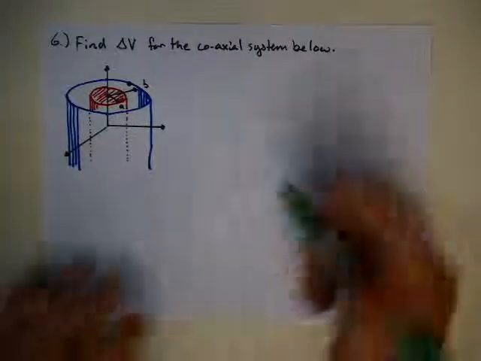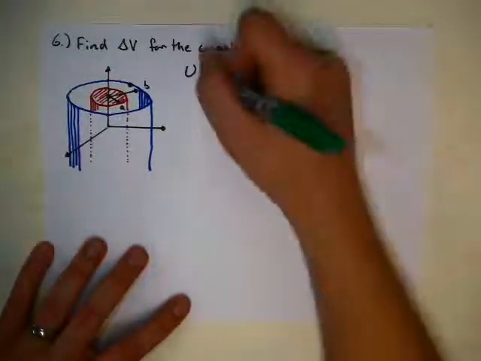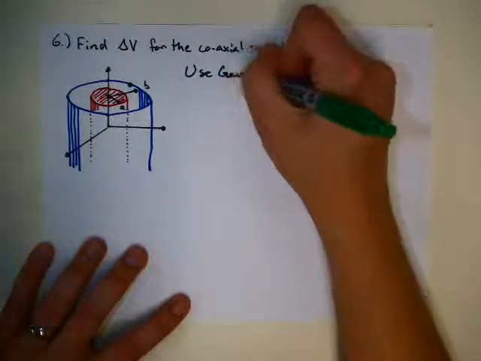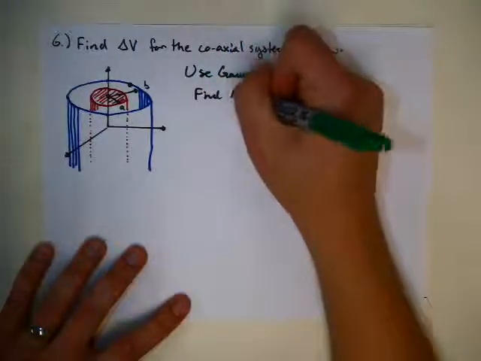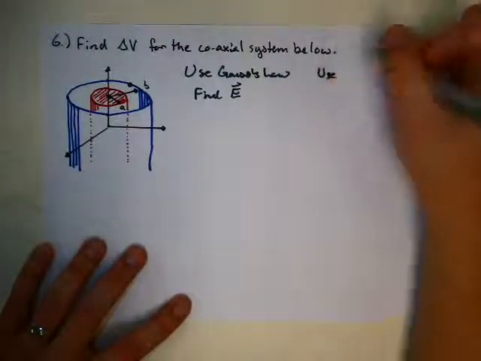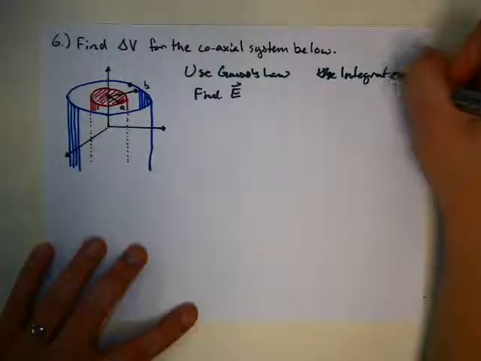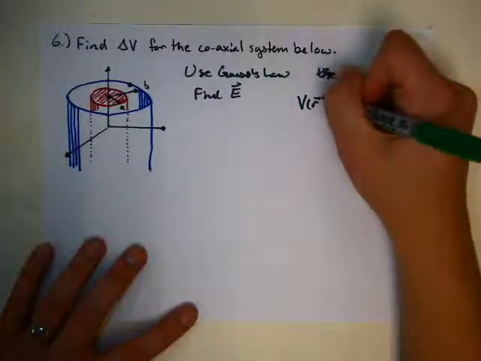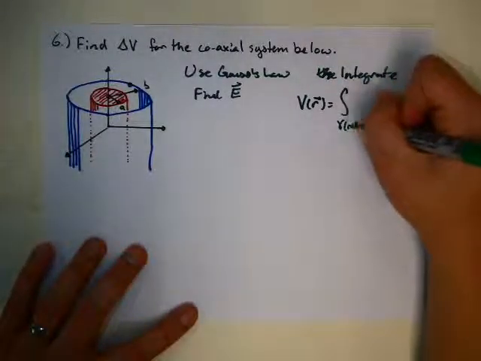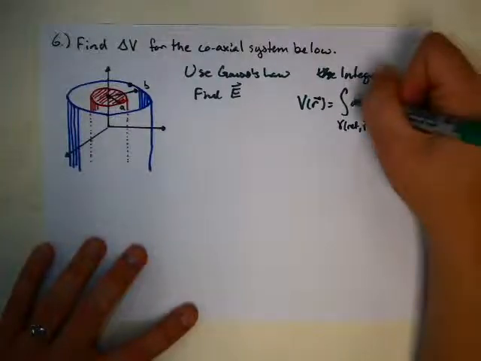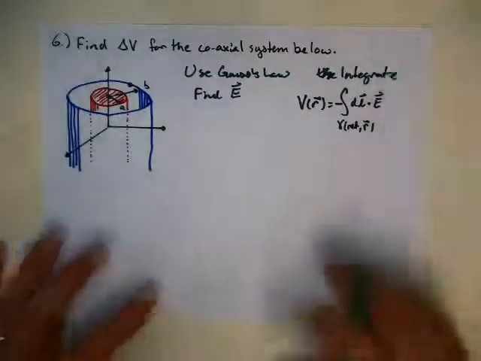In order to do this, we're going to use our typical method so far, which we've used for problems 4 and 5. We're going to use Gauss's law and use that to find E. And then we're going to integrate and find V using that integral. So V is from a reference point to the point we're interested in, of negative dl dot E.